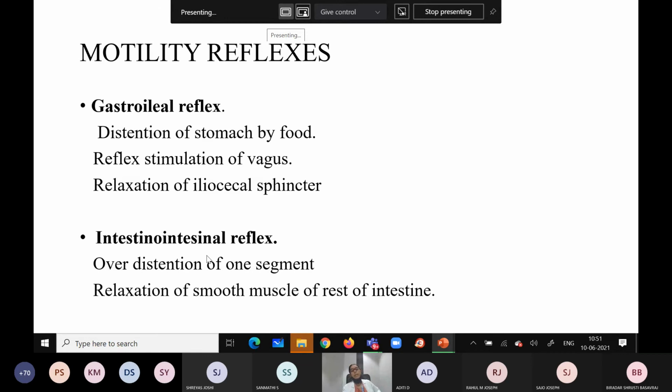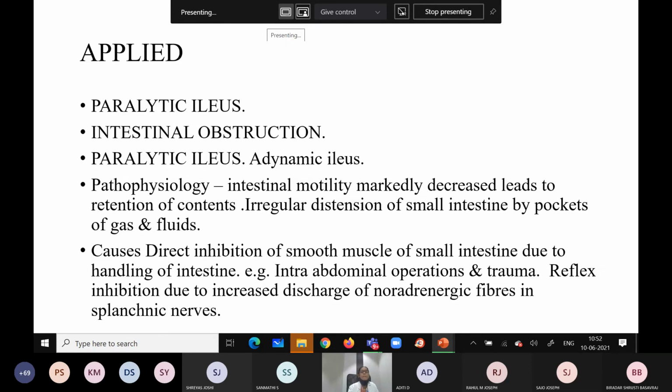And the intestinal reflex, what is this? Over distension of one segment of the intestine causes relaxation of the smooth muscle of the rest of the intestine. So if one segment of the intestine is over distended, it leads to relaxation of the smooth muscle of the rest of the intestine, to relieve the over distension of this side. This is called the intestinal reflex. These are some of the motility reflexes.